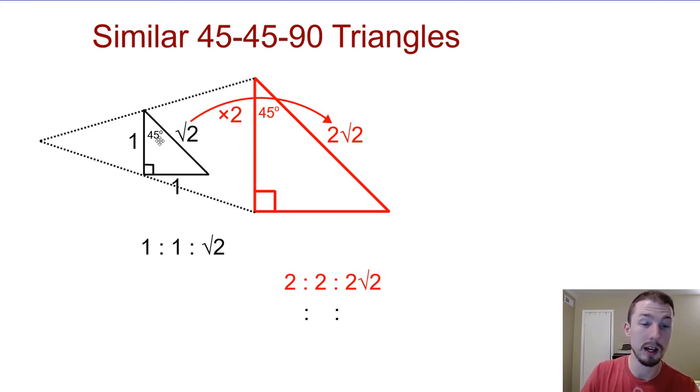So times 2. 1 times 2 is going to be 2, and then 1 times 2 here is also going to be 2. So we have now 2, 2, and 2 rad 2, which is the same extended proportion or extended ratio because we can reduce it down to 1, 1, and radical 2. So if you notice, the ratio of the sides is exactly the same for all 45, 45, 90 right triangles. And so the only question we have is how much bigger or how much smaller, or what is the scale factor to 1, 1, and radical 2.